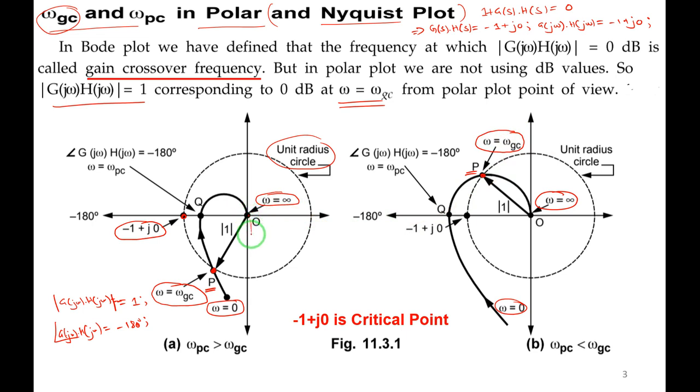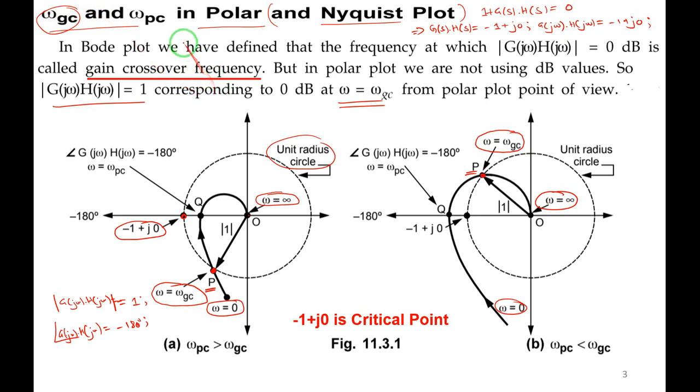Just observe the difference between figure A and figure B. In figure A, the polar plot is not enclosing the point minus 1 plus j0; minus 1 plus j0 is outside this polar plot. In figure B, the polar plot is including minus 1 plus j0, meaning minus 1 plus j0 is inside the polar plot. That is the difference between figure A and figure B. I am taking some polar plots: here the polar plot is not enclosing the minus 1 plus j0 point, whereas in figure B it is enclosing it. That's all, the difference between the two figures. So we came to know how to find the gain crossover frequency, ω_gc.